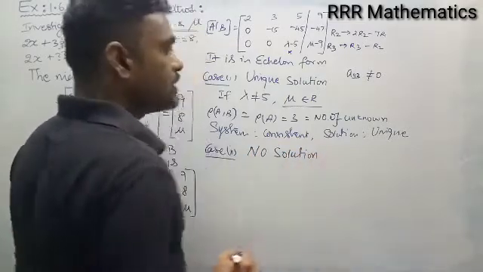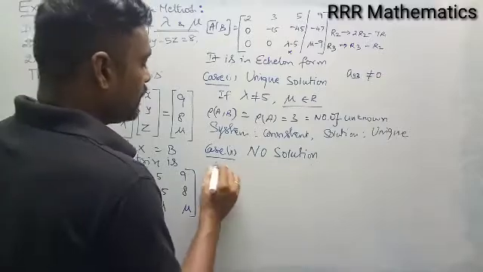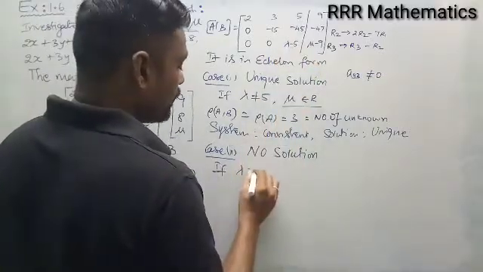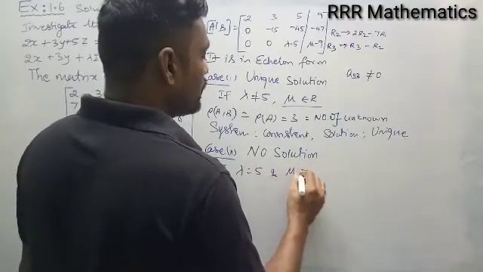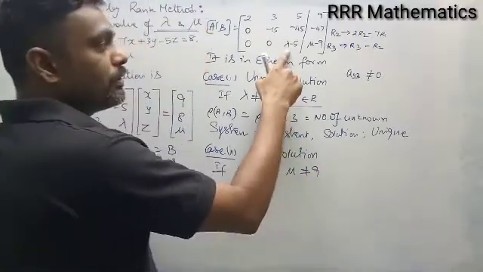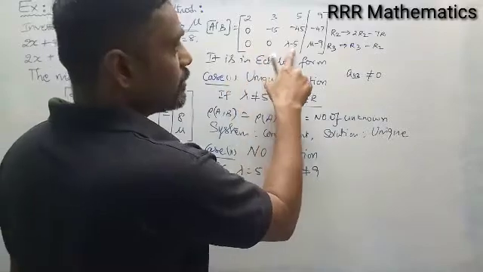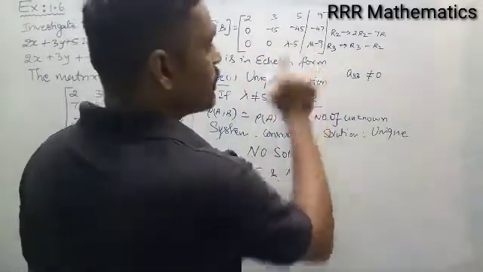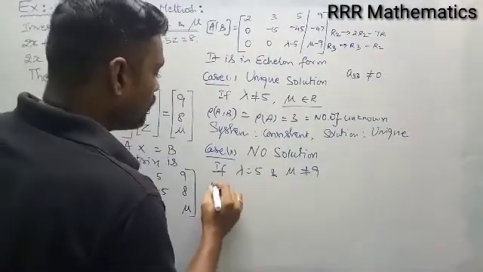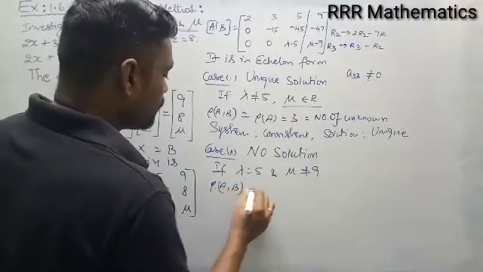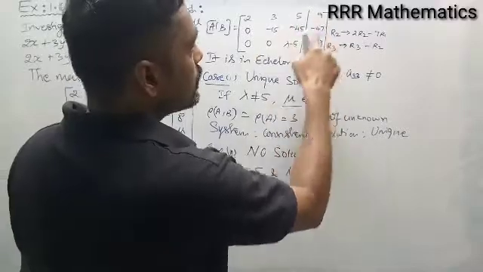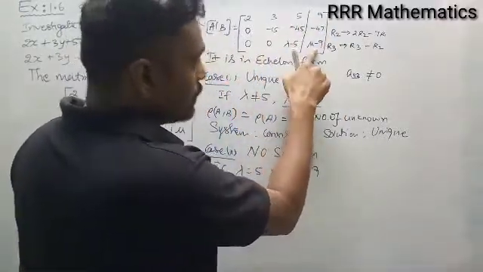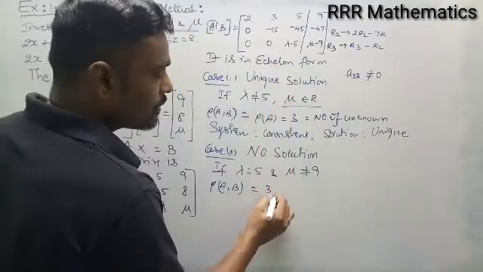No solution means the rank will be different. If I am taking lambda equal to 5 and mu not equal to 9, lambda equal to 5 means this will be 0, this will be 0, this will be 0. Mu not equal to 9, you can take any value except 9, which is non-zero. So what is the rank of A comma B? Non-zero row, non-zero row. If you consider this one, 0, 0, 0, non-zero. So the rank of A comma B is 3.